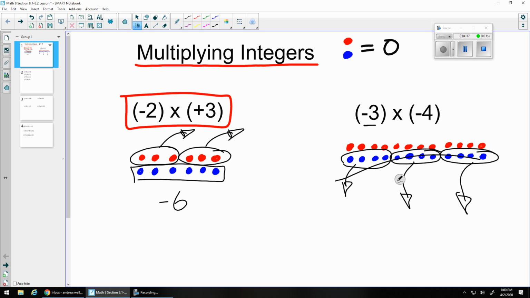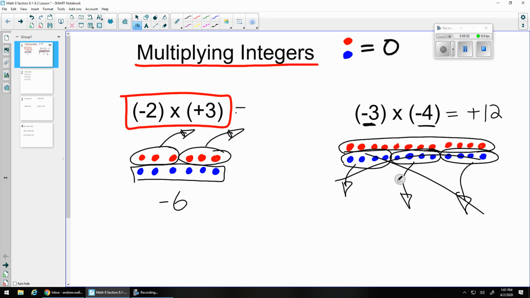So those all disappear. And what do we have left? We have these 12 positives left. So the answer here is +12. When you take away 3 groups of -4, we ended up with a positive answer. Okay, so in our first case, we took away 2 groups of +3.